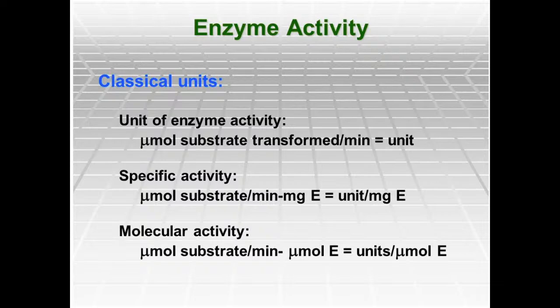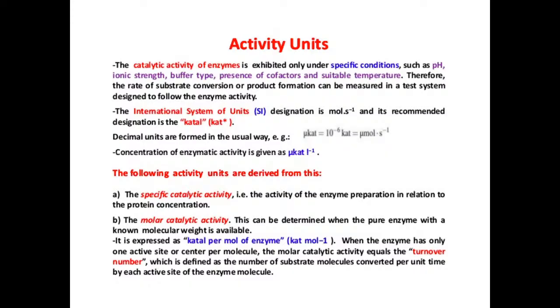So a unit is micromolar substrate transformed per minute. The specific activity is calculated as micromolar substrate per minute per milligram of enzyme, so unit per milligram enzyme. And molar activity would be micromolar substrate per minute per micromolar enzyme, so unit per micromolar enzyme. Internationally, the activity unit is called the Catal. The catalytic activity of an enzyme depends upon specific conditions such as pH, ionic strength, buffer type, presence of cofactors, and suitable temperature.